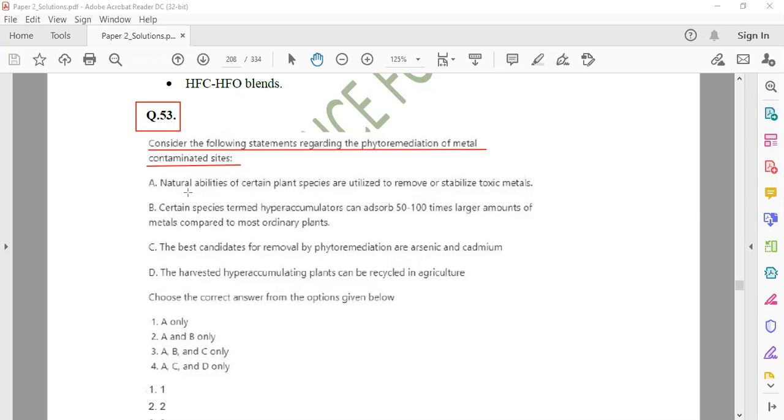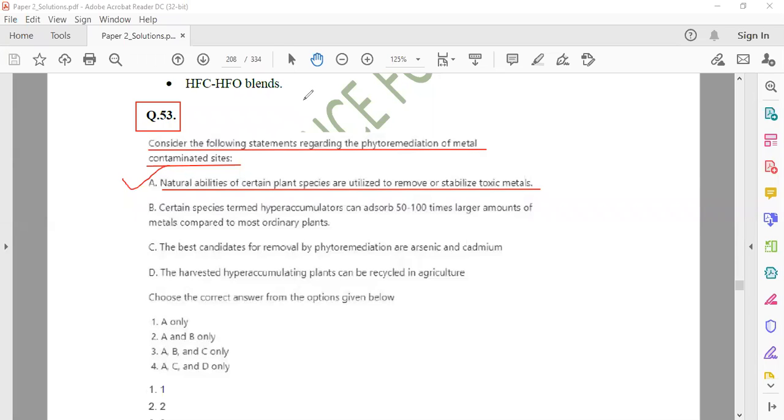It says that natural abilities of certain plant species are utilized to remove or stabilize toxic metal. This statement is absolutely true. Let me tell you why, because we have to choose the correct answer from the given options. There are certain plants which are capable of absorbing or accumulating these heavy metals, which we call hyperaccumulators, for example sunflower, mustard. There are a lot of other plants which have been reported to absorb these heavy metals and stabilize them. So that is the natural tendency of those plants.